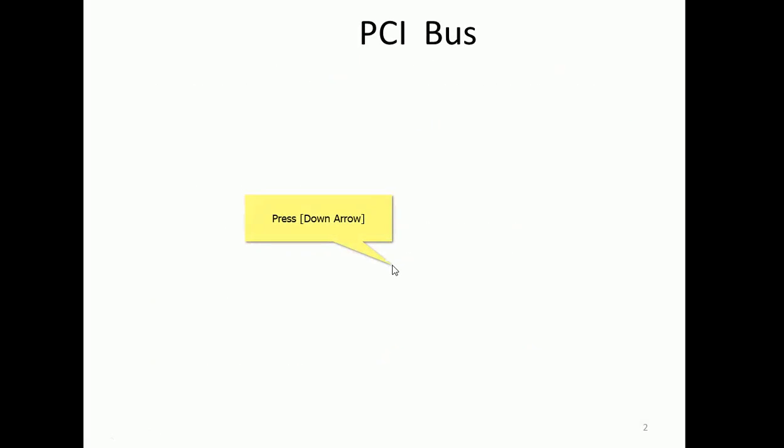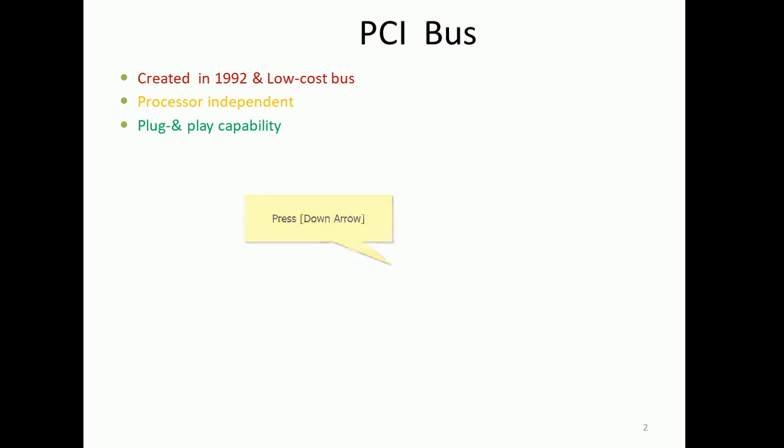In the beginning I am going to discuss the PCI bus, that is the Peripheral Component Interconnect. The bus was created in 1992. It is obviously a low cost bus, and it is processor independent. It is independent of the processor. It is going to be plug and play. Whenever we need, we insert the device and play it, we make use of it. That is a kind of mechanism that will be there: plug and play.